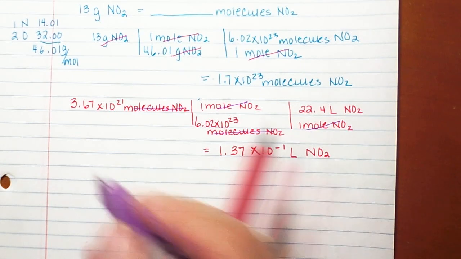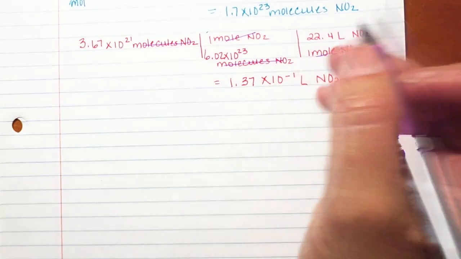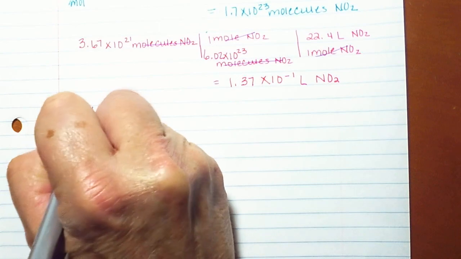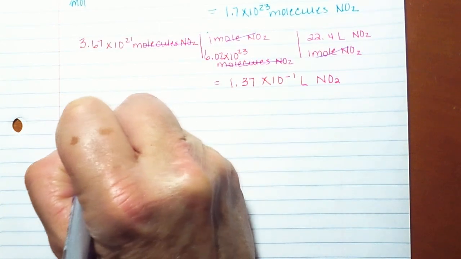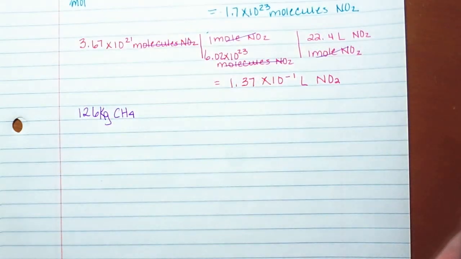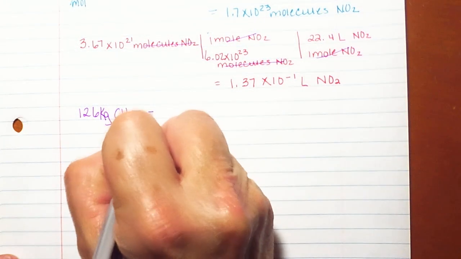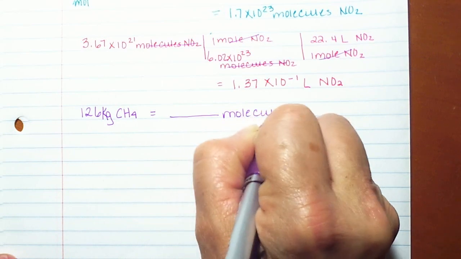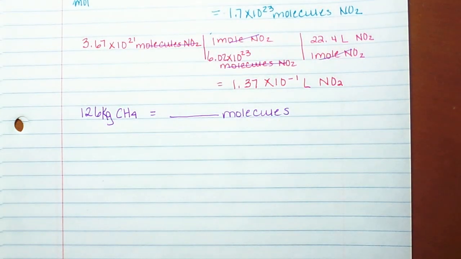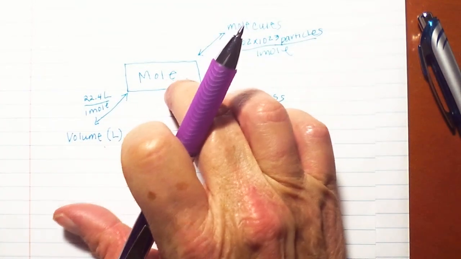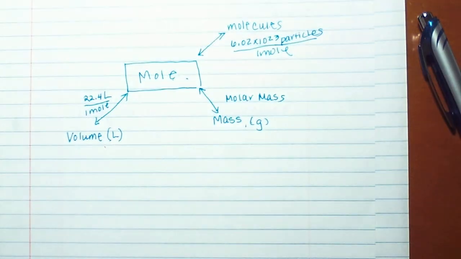Now, what if I were to tell you that you had not grams of carbon dioxide or grams of methane? So methane, let's say I have 126 kilograms of methane, right? And I want to get to molecules. Molecules equals how many molecules? Now, when I look here, I know I'm going to have to go from mass to moles and then from moles to molecules. Okay, that's fine.